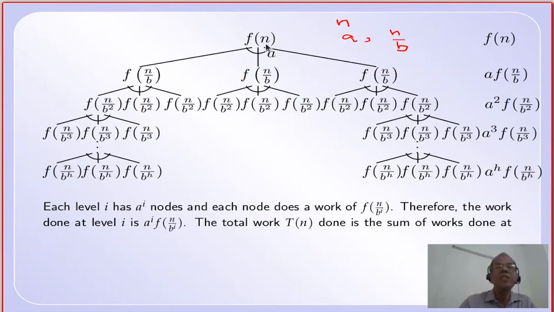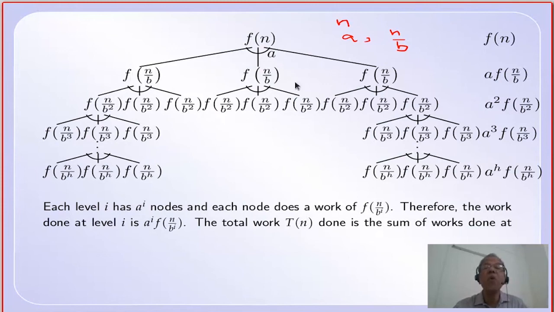The contractor himself does a work equal to f of n, it's a function of the work size, work or input, whatever. So the total work done at level 1 is f of n. The next level, every subcontractor does a work of f of n by b. The work size is n, the work done by the contractor is f of n. If the work size is n by b, then the work done by the contractor is f of n by b. Like this, how many subcontractors are there?